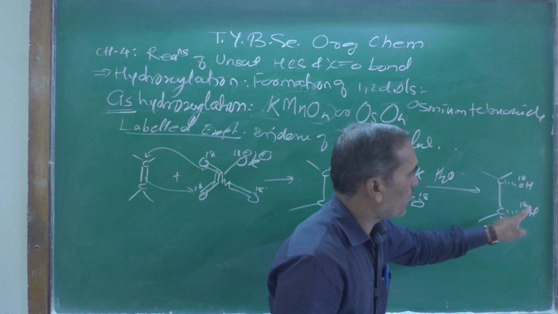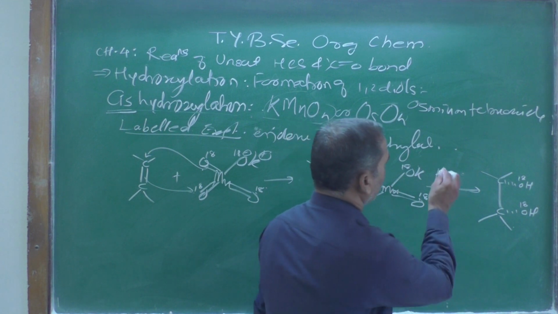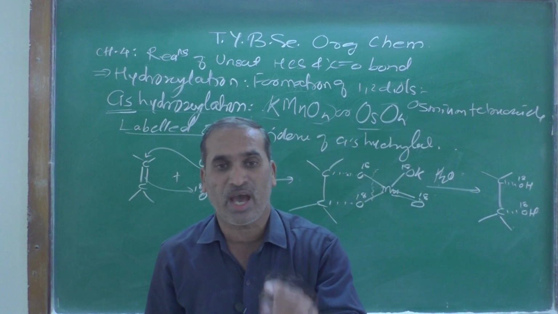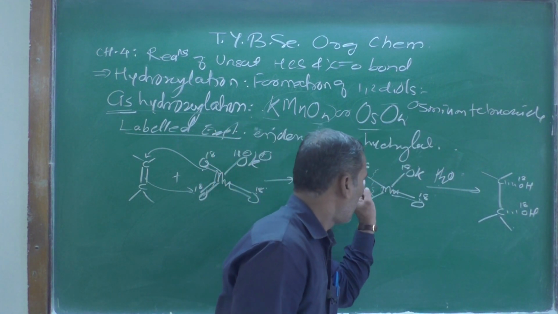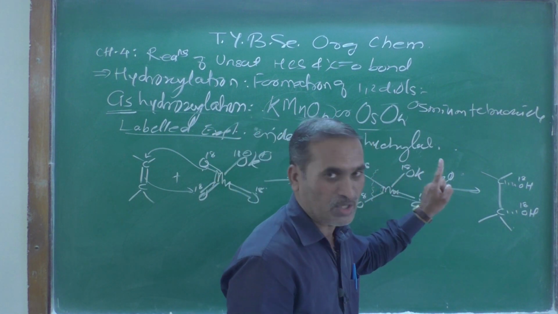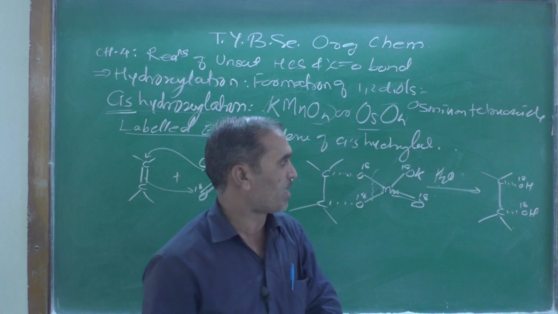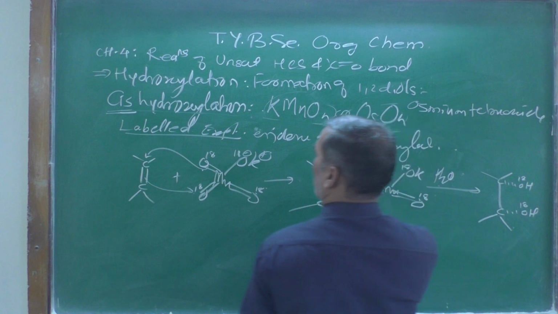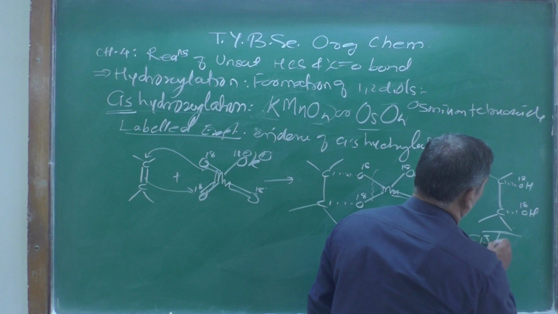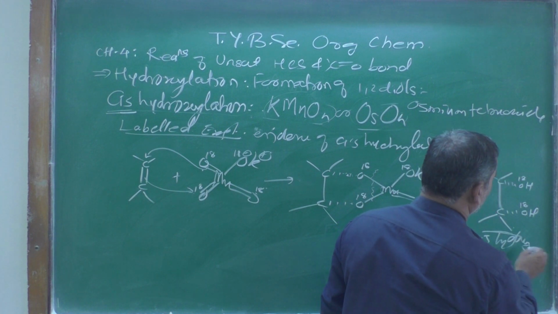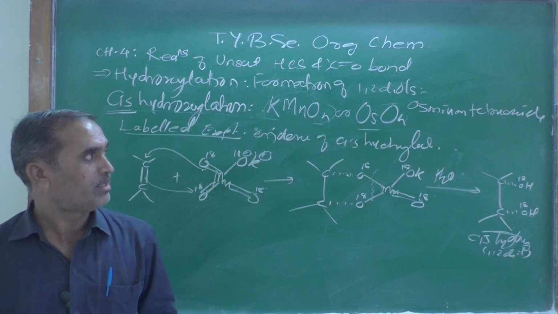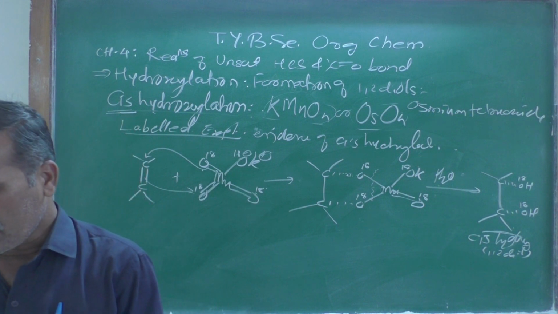There is a labeled oxygen found in that clearly indicates that these two oxygen atoms are coming from the potassium permanganate, not from the hydrogen, not from the water, and therefore it is proved that there is a cis stereochemistry. Cis stereochemistry means this is a cis hydroxylation. Cis hydroxylation means a cis 1,2-diol is present over there, and that is the main purpose of that cis hydroxylation.